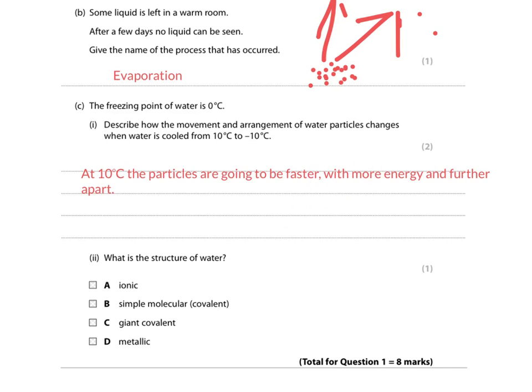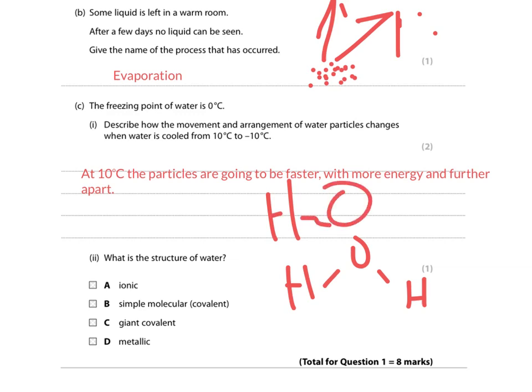Question C(ii) says, what is the structure of water? So water is composed of hydrogen, oxygen and hydrogen. So it's H2O. And we draw these lines between them showing that there are covalent bonds. And hydrogen is a non-metal and oxygen is a non-metal. So when you have 2 non-metals bonded together, generally they're going to have covalent bonds. And generally if they have covalent bonds, they are a simple molecule.